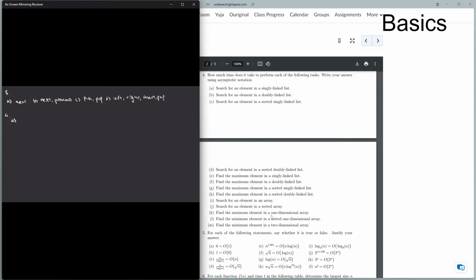8. How much time does it take to perform each of the following tasks? Such as insert, blah, blah, blah. Search for elements in singly linked list. This is O of n. B, doubly linked list, also O of n. Sort of singly linked list, also O of n. Sorted doubly linked list. That's also O of n. Because you can't really find it by index, you know what I'm saying? This is also O of n. F, maximum elements in a doubly linked list, O of n. Holy shit, everything is O of n.